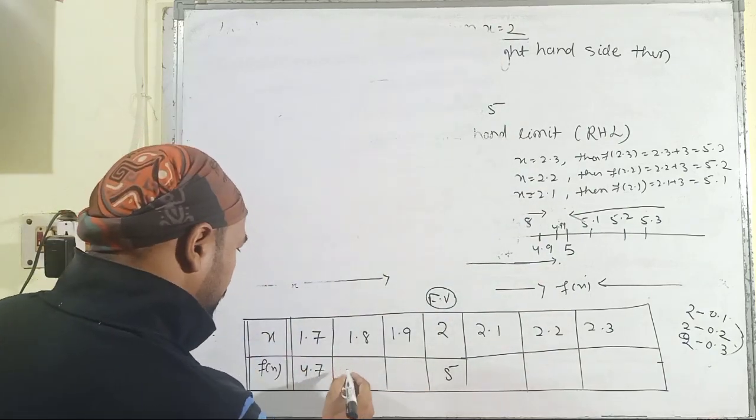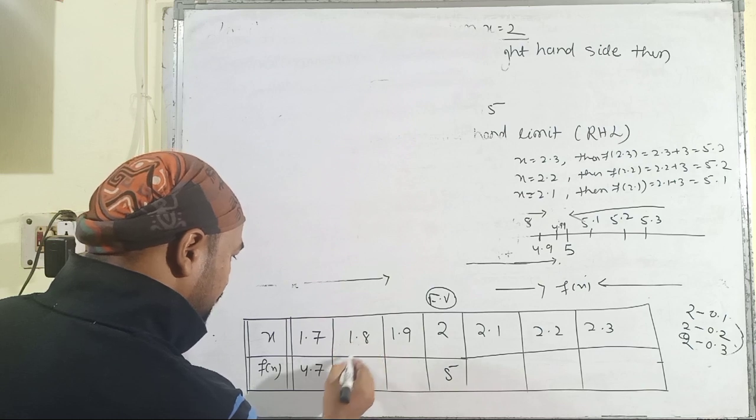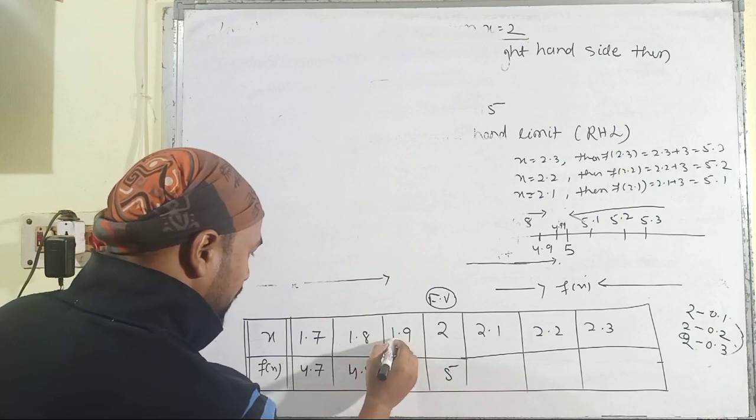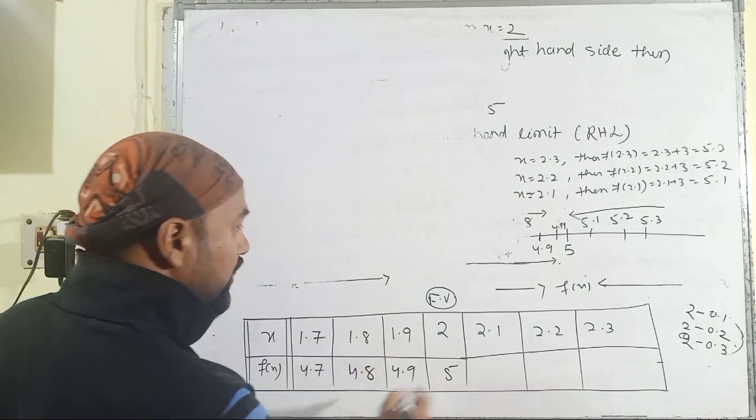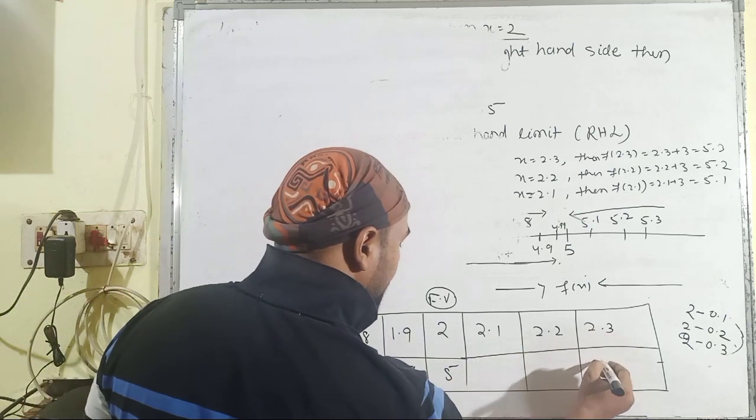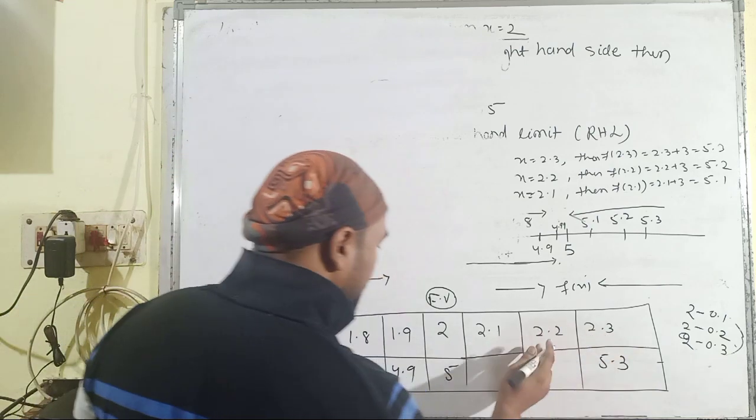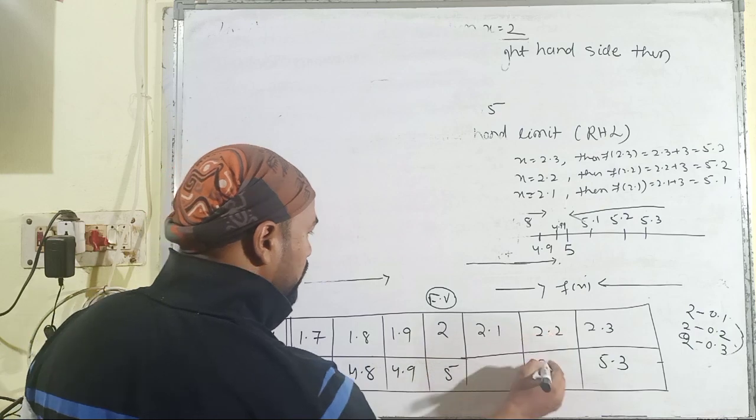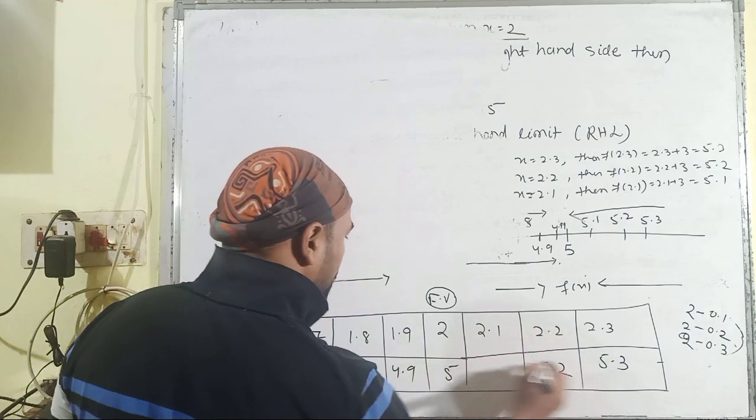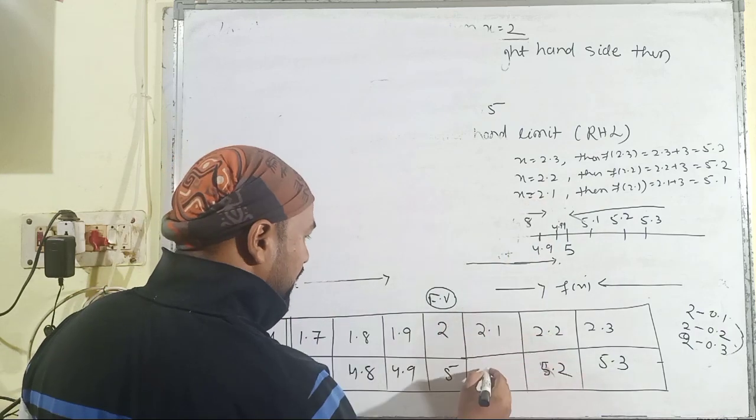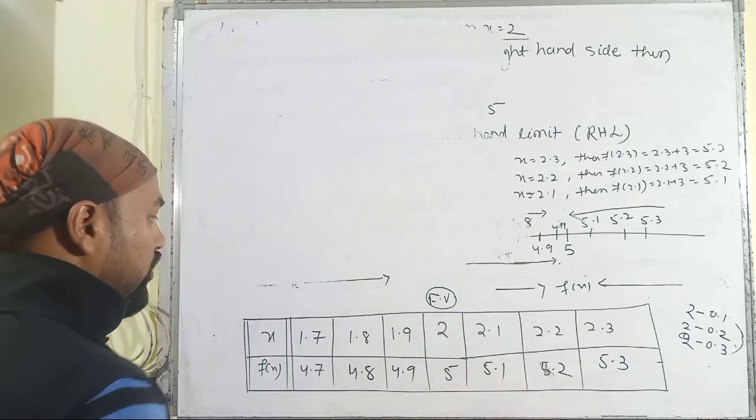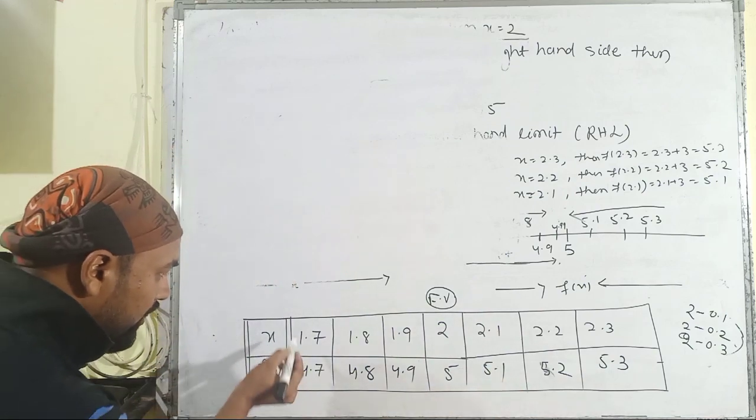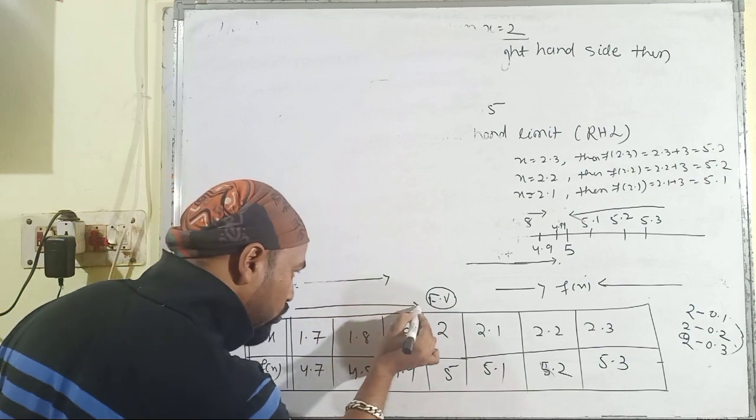So here, whenever we are getting 1.8, we are getting 4.8; 1.9, it is 4.9; then where we are getting 2.3, we are getting 5.3; whenever we are getting 2.2, we are getting 5.2; whenever we are putting 2.1, then we are getting 5.1.